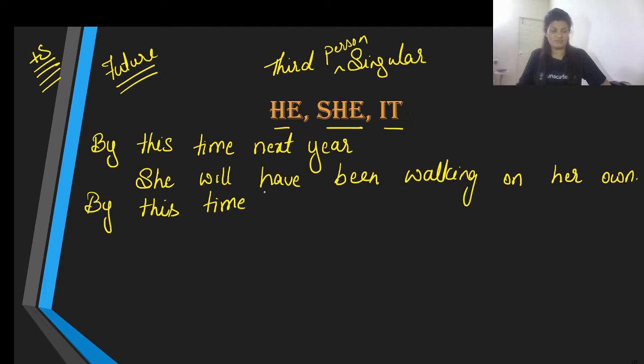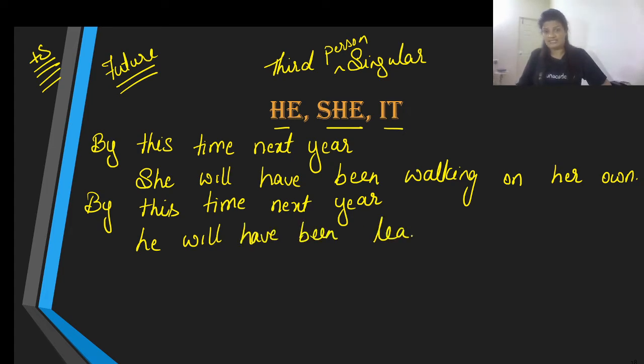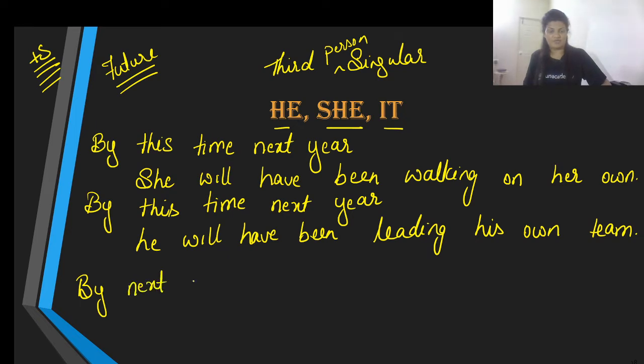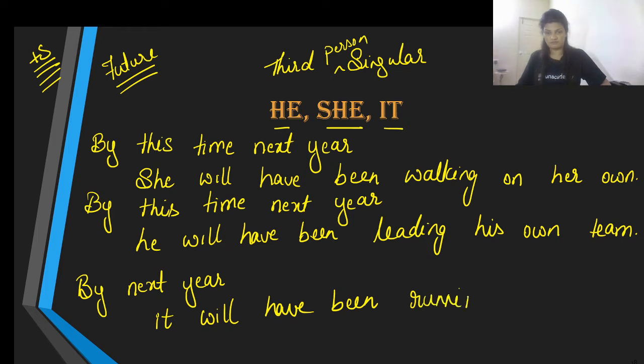By this time next year, he will have been leading his own team. Full stop. One more example. By next year, it will have been running its own retail shops.